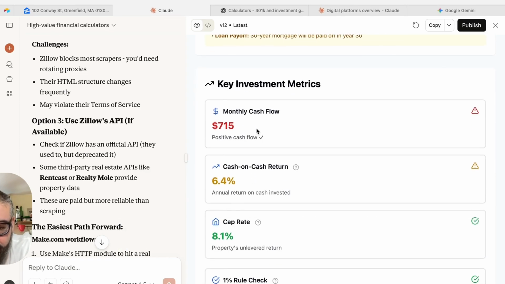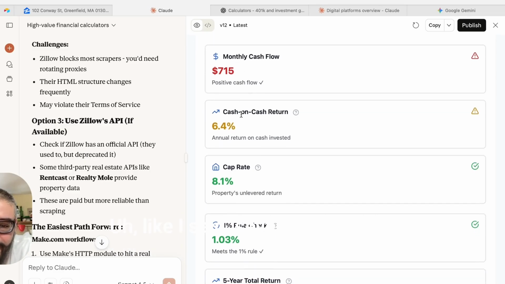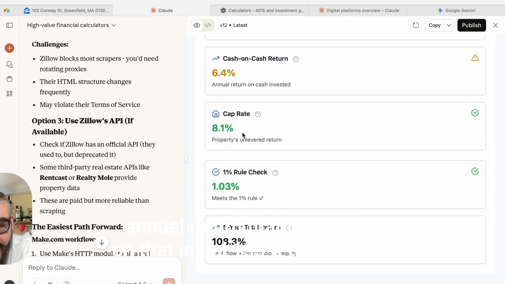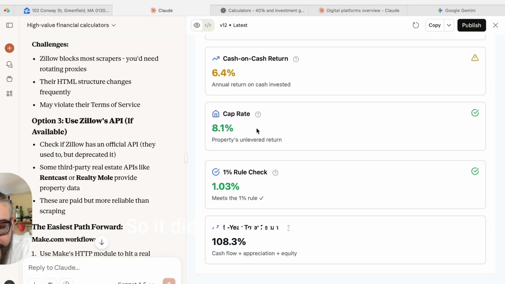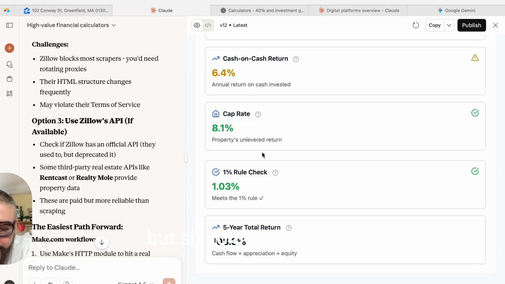So this just goes into more of the details for what would actually be going on today. Like I said, 715 a month. I'd be making 6.4% as the annual return on that initial 133K that I put in. Cap rate, this is the property's return independent of financing. So Claude did build in some numbers. I did not pick those, so I don't actually know if they're good, but 6 to 8% is positive.